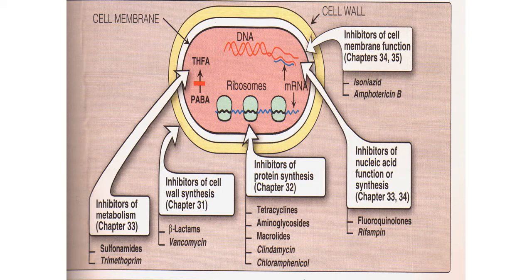Examples of inhibitors of cell membrane function are isoniazid and amphotericin B, while examples of inhibitors of nucleic acid function or synthesis are fluoroquinolones and rifampin. The inhibitors of protein synthesis are tetracyclines, aminoglycosides, macrolides, as well as clindamycin and chloramphenicol. For the inhibitors of cell wall synthesis, we have the major antibiotic group, which is beta-lactams, and vancomycin. For the inhibitors of metabolism, we have sulfonamides and trimethoprim.